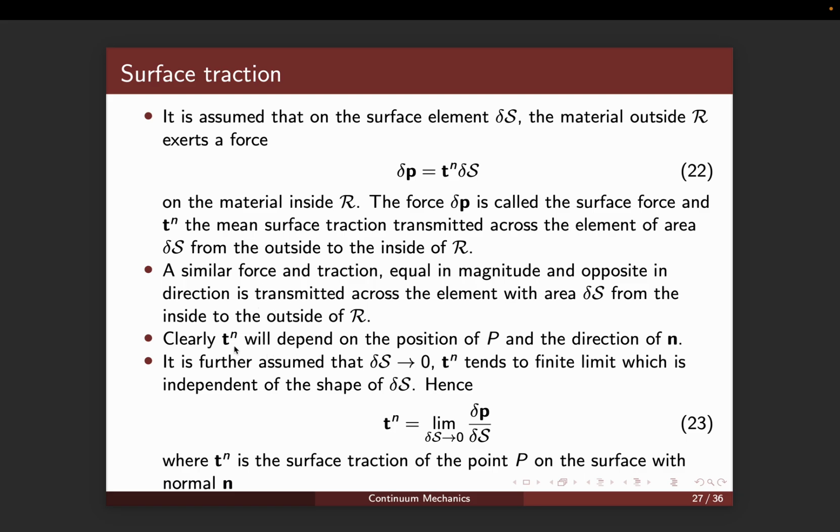Tn depends on the position P and the direction of the unit vector n. Tn is defined as delta p by delta s as delta s tends to 0, and it gives the surface traction. This mean surface traction becomes the surface traction when the surface element delta s tends to 0, and it is defined through the unit normal outward at the point P.